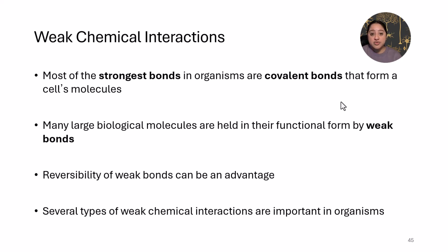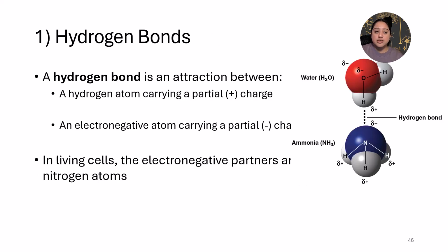There are several types of weak chemical interactions important in organisms, and we'll just talk about two. So hydrogen bonds. A hydrogen bond is an attraction between hydrogen and something else. It's usually a hydrogen atom that has a partial positive charge on one molecule, and it's attracted to an atom on a different molecule that is very electronegative and carrying a partial negative charge. Oops, this figure I think cut off some text.